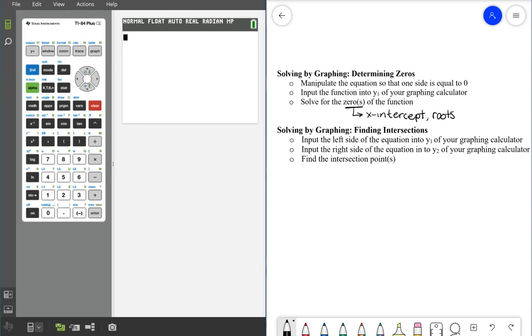The second way that we're going to talk about solving by graphing is by finding the intersection points. This one is nice if you don't want to have to manipulate the equation. All you're going to do is whatever you see on the left side of the equation, you input into y1. Whatever you see on the right side of the equation, you put into y2. And then you find the intersection points of those two things.